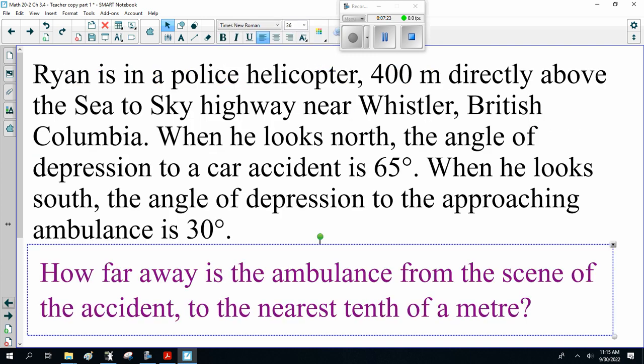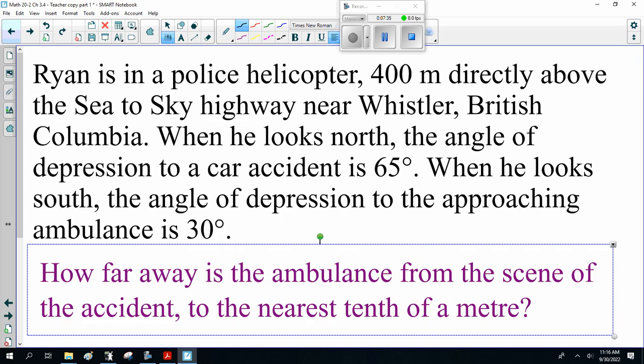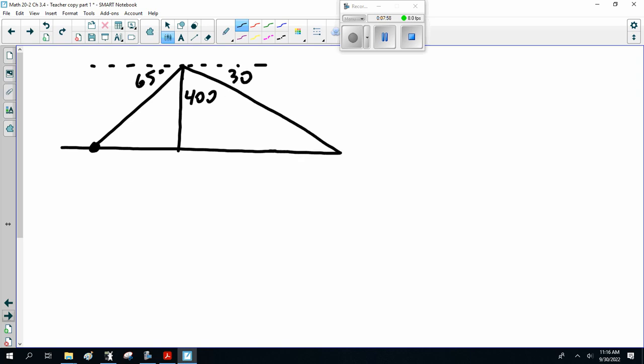Okay. So, draw a picture. I didn't give you a picture here, but he's 400 meters up. He looks north, and he sees the angle of depression to a car accident is 65 degrees. Looking south to the ambulance, it is an angle of depression of 30 degrees, so it's farther away. So what is this distance d? Now, point out he's straight above, so it's 90 degrees.